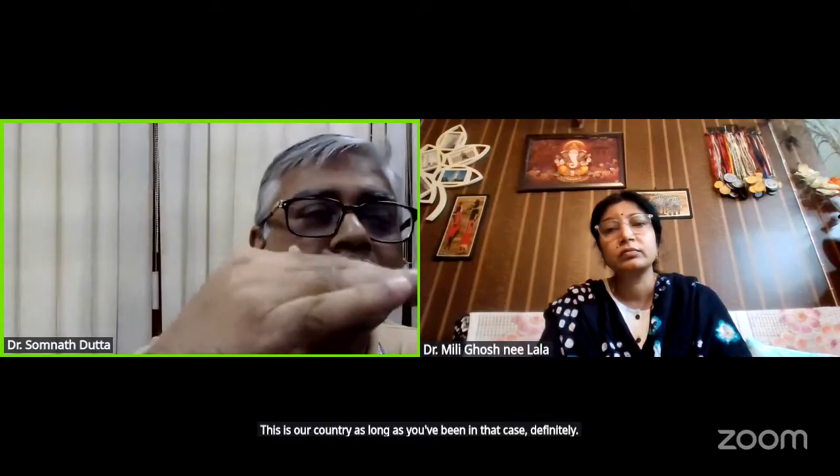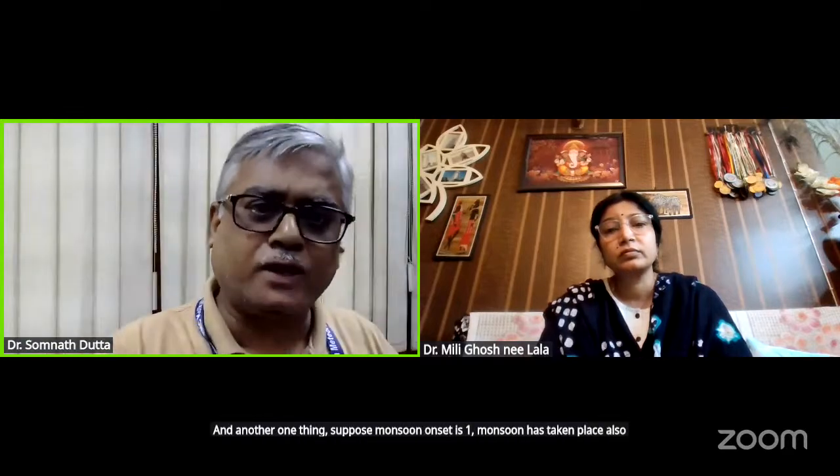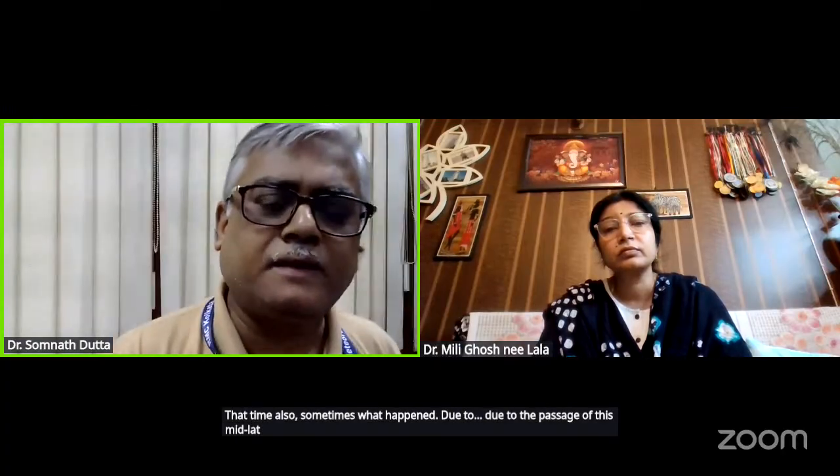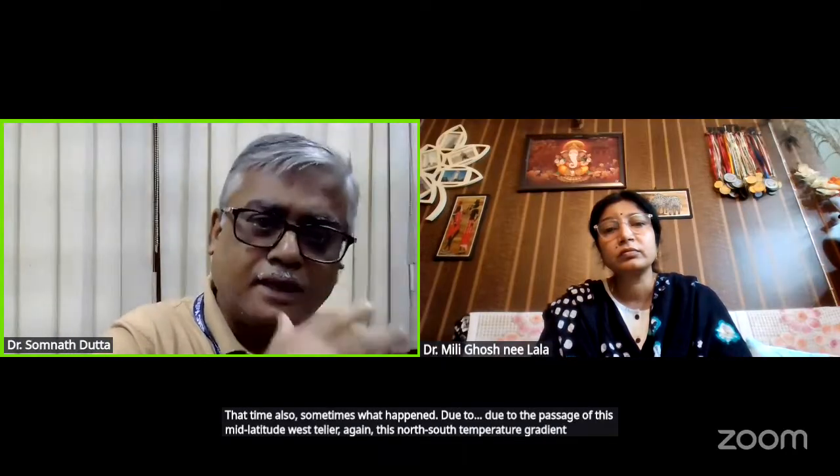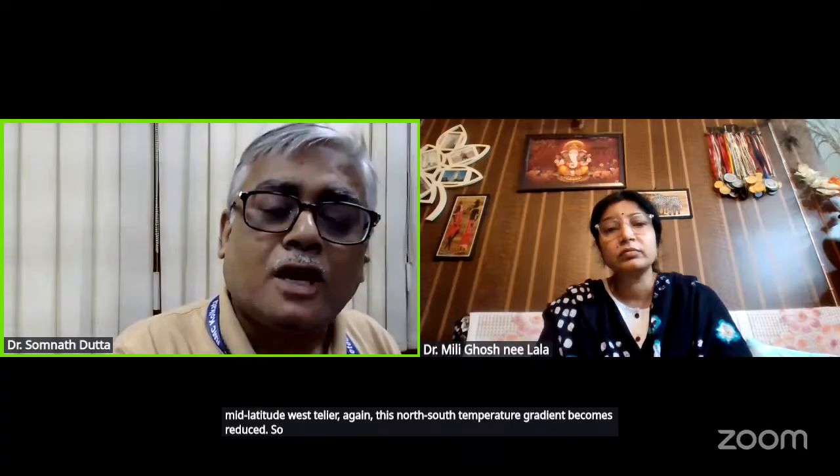And another thing: suppose monsoon onset is over, the monsoon has taken place and is going on. At that time also, sometimes, due to the passage of this mid-latitude westerly wave, the north-south temperature gradient again becomes reduced. As a result, monsoon currents sometimes become weaker.